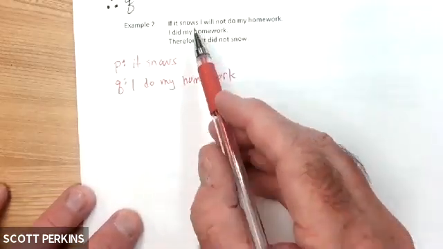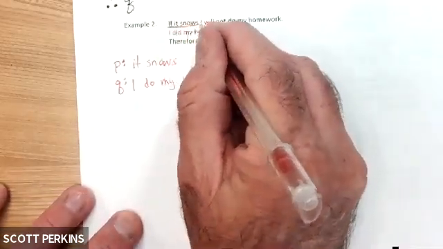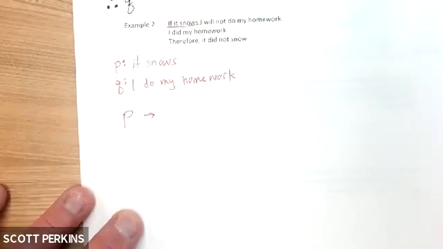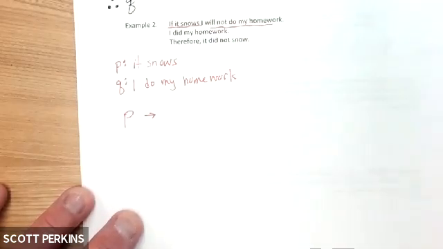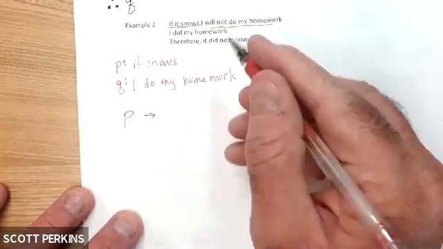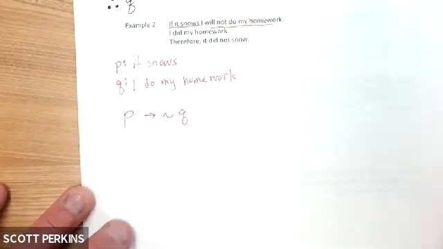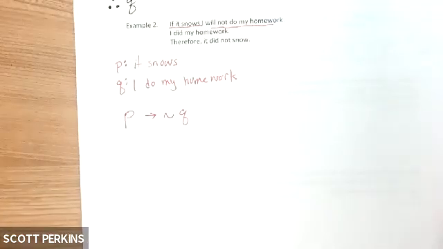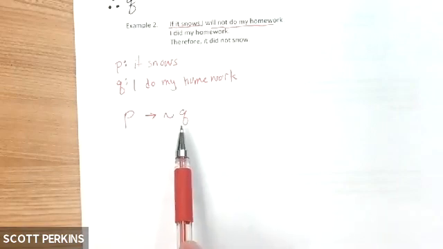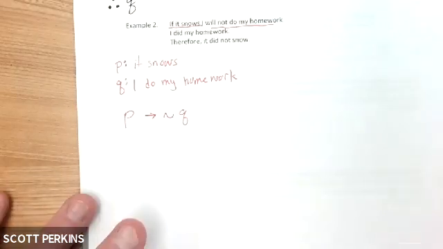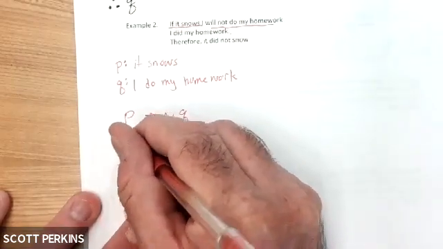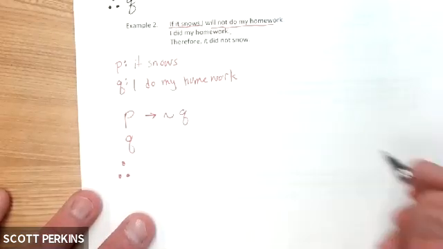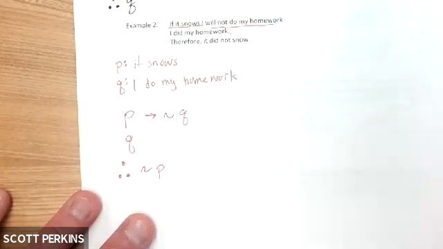So now let's write out our statements. If it snows, well, again, this is a conditional statement, so it's an arrow, and statement P is it snows. I will not do my homework, so that's squiggly Q. Just sounded like Dr. Seuss to me. And then remember, if you defined them oppositely, then you could have Q over here, then squiggly P. Okay, just keep that in mind. I did my homework, so that is Q. And then therefore, here's my 3 dots. It did not snow, so that's squiggly P.